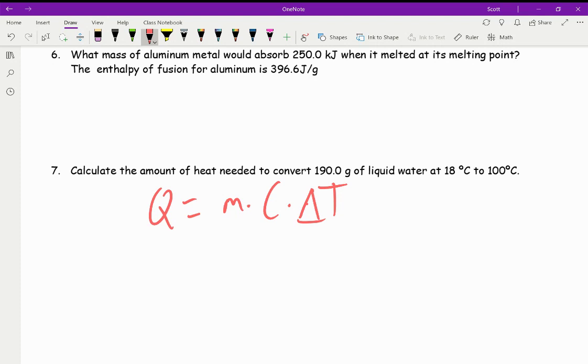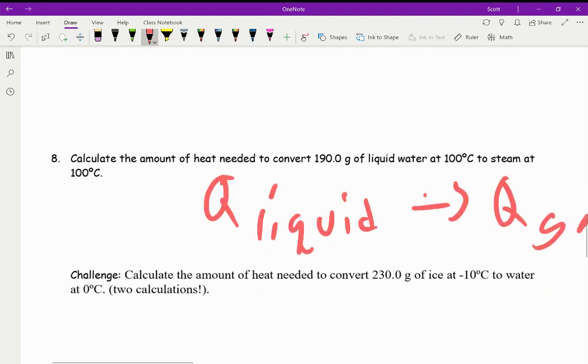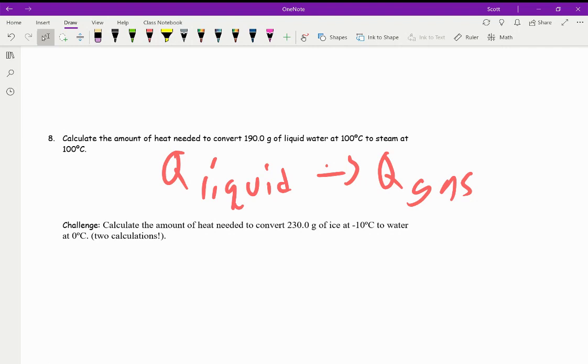Now, in this case, you're going to use this formula because you have a change of temperature. So that works that way. But contrast it with this one, where you have the amount of heat needed to convert this. All you're going to do is get a Q liquid to Q gas, and then you're going to use the heat of vaporization here. Right? The 2,300 joules per gram. All right. So hopefully that makes things clearer.